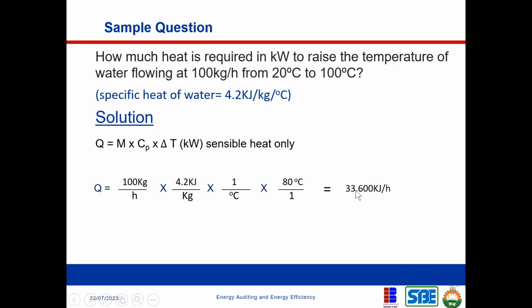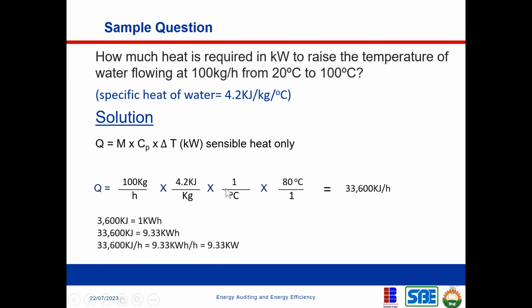But you're having your answer in what? Kilojoule per hour. Now the question says you leave your answer in what? How much heat is required in kilowatts? Okay. Now your answer is in kilojoule per hour. So how do you convert this kilojoule per hour? You go back to that table that I showed you for conversion of units.